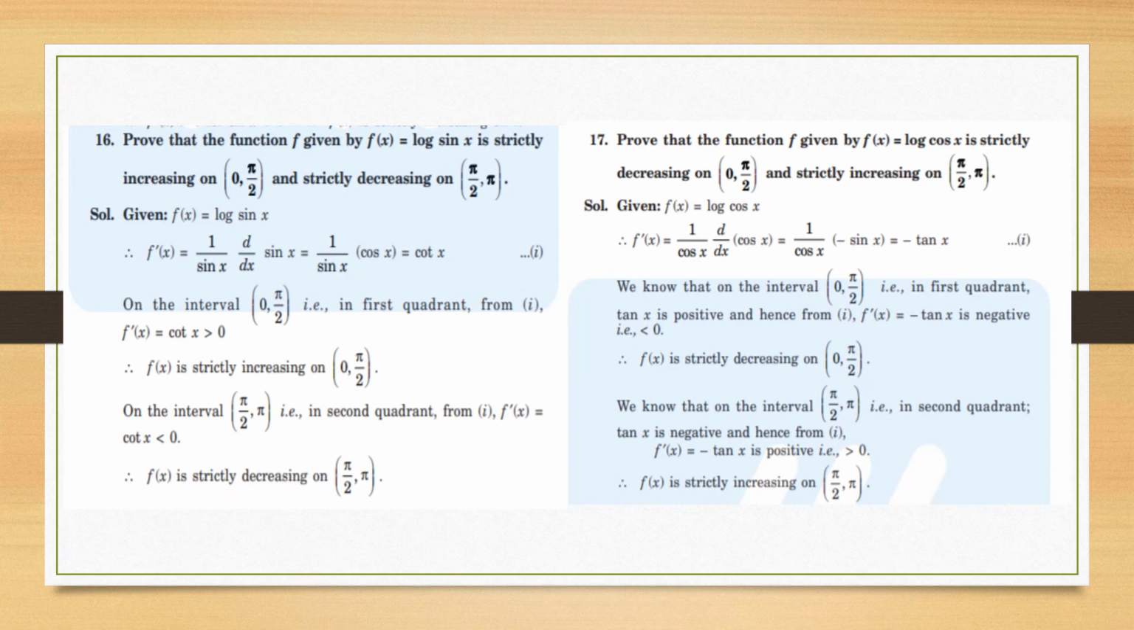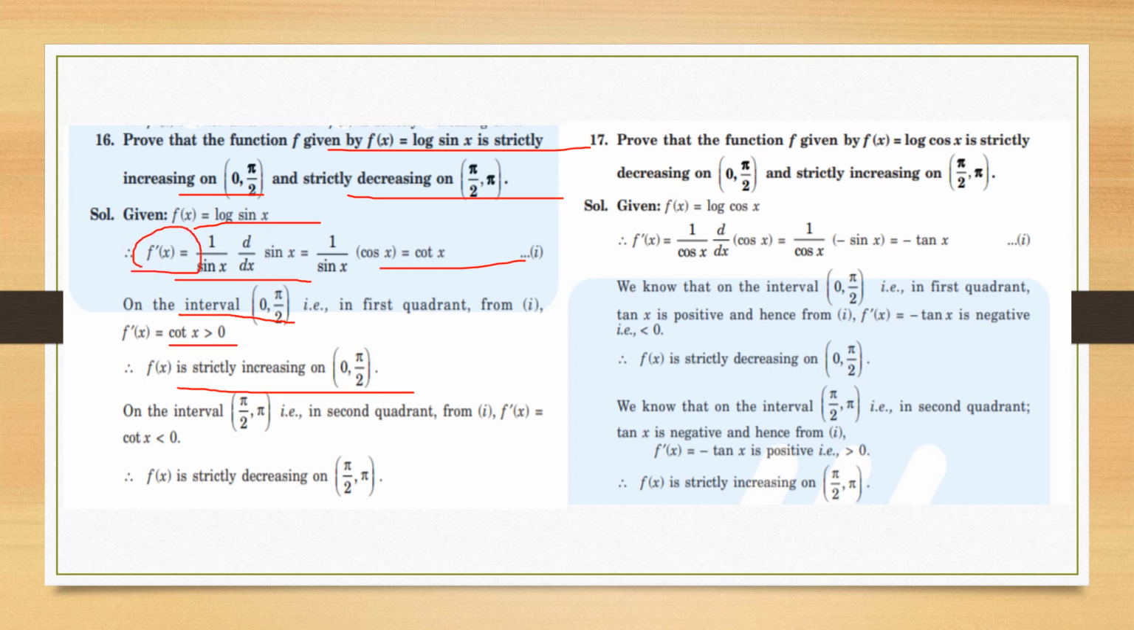Number 16 is, prove that the function given by f(x) = log sin x is strictly increasing in (0, 90) and decreasing in (90, pi). So this is my function, the derivative is 1/sin x, and the derivative of sin is cos, so it is cot x. Now in the interval 0 to 90, the first quadrant, cot x is positive, so the function is strictly increasing, right? I'm checking that my derivative, which is cot x, is turning out to be positive. So the function is strictly increasing in 0 to 90.